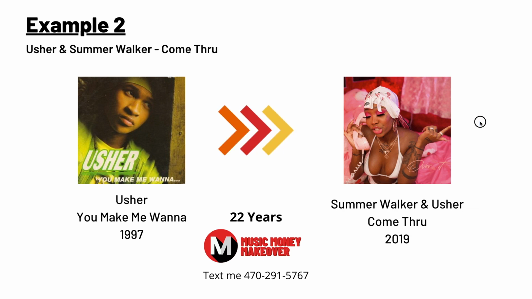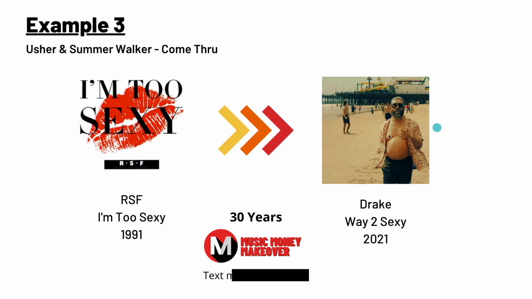But if this wasn't enough, let's just come to today. I'm Too Sexy, Right Said Fred, 1991. It's 30 years later: Drake, Way Too Sexy, 2021. It makes sense, right? People have their 30th year anniversaries. These anniversaries go in fives: 5, 10, 15, 20, 25, 30, 35, 40, 45, 50. And then usually after that, you jump from 50 to 75 to 100. But it works, okay?